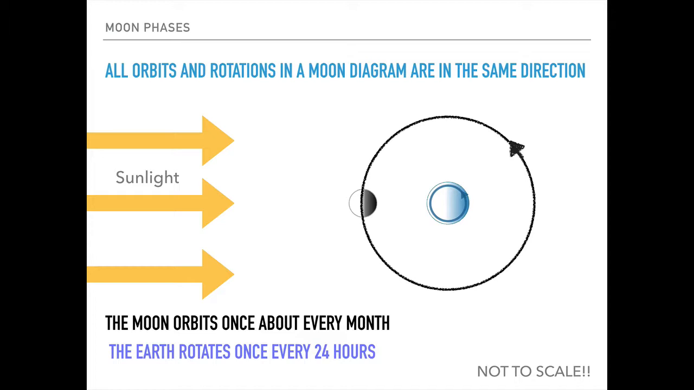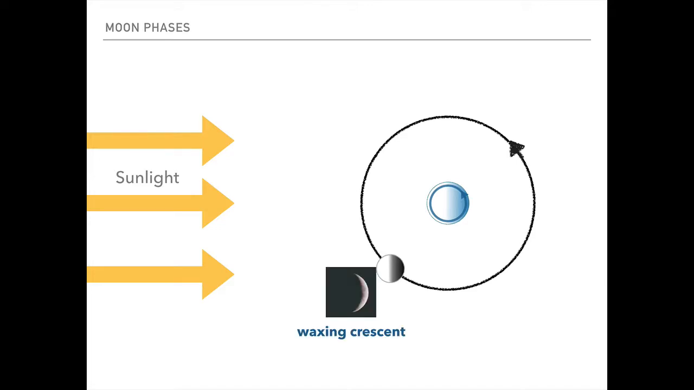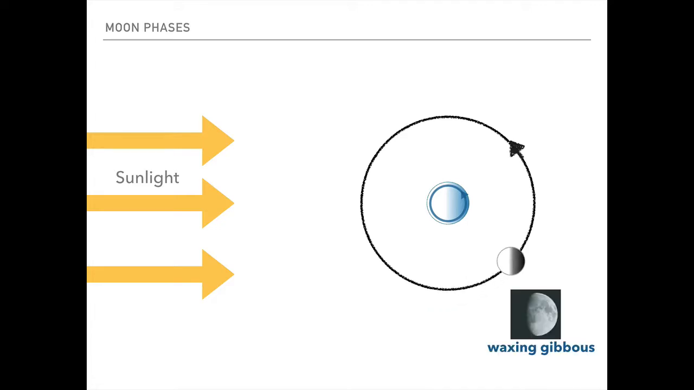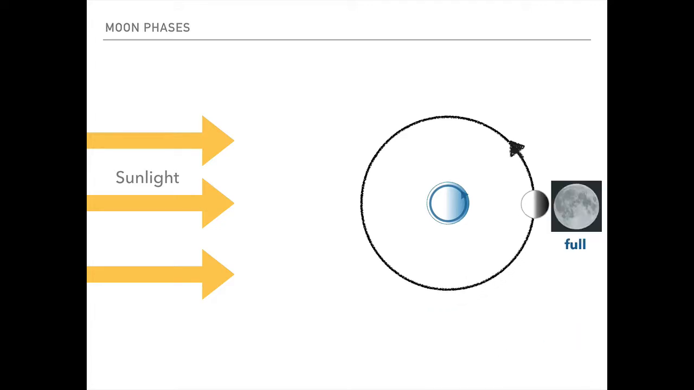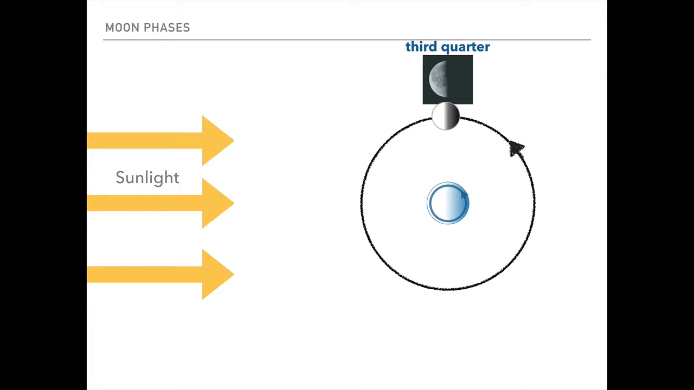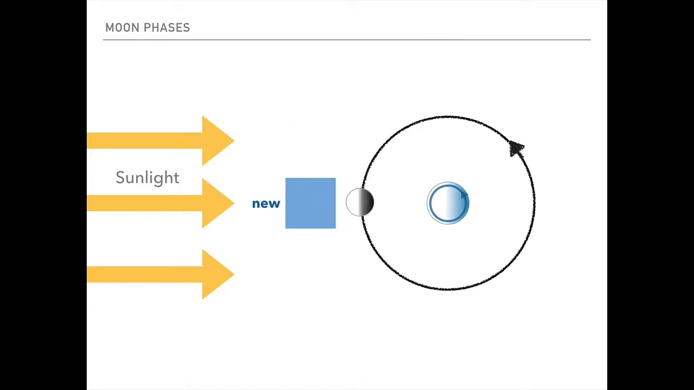for each phase. To review, this is the new moon position, where only the moon's night side faces Earth. We then go to waxing crescent, first quarter, waxing gibbous, full, where we see the moon's entire daylit side, waning gibbous, third quarter, waning crescent, and back to new.